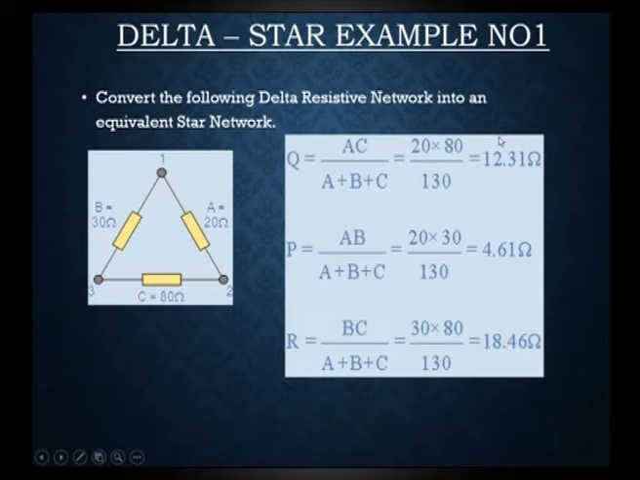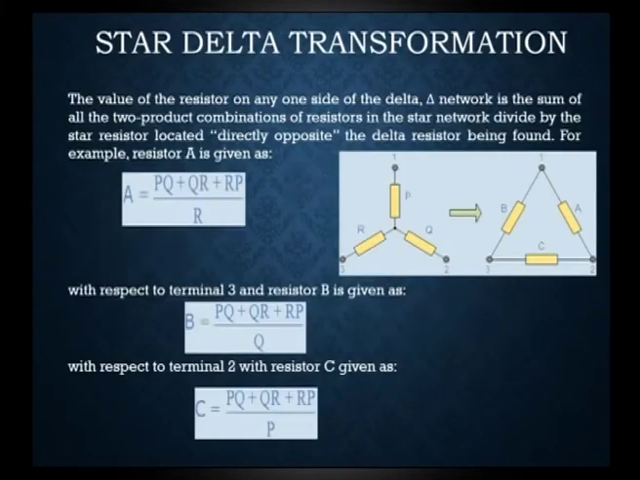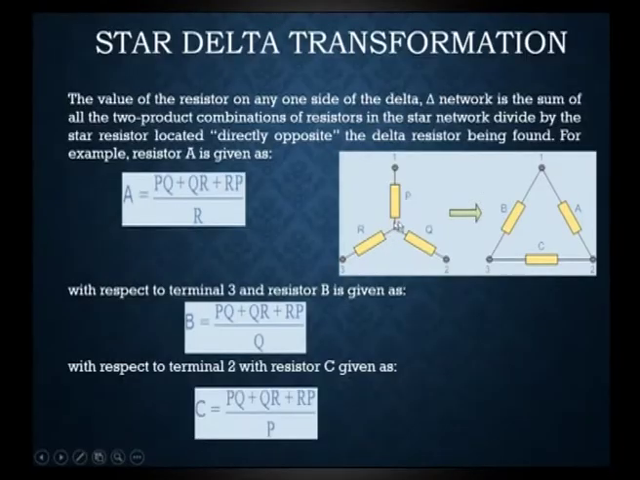So, after finding the P, Q, R values, we can construct the star connections easily. Next we move on to another type of transformation, that is star-delta transformation. This is very simple, because after knowing the delta to star transformation, it is easier for us to study star to delta transformation. So, we need to find from star to delta.